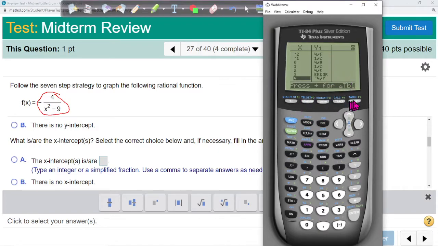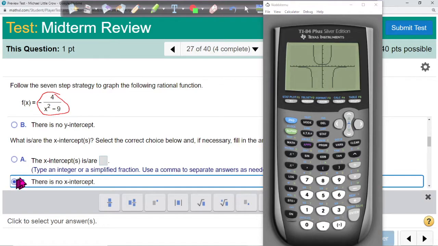Again, partly because I don't want to go there, I want to go to the graph. The degree of the denominator is x squared. It's x to the 0 on the top, so the denominator has a larger degree, which means that the horizontal asymptote is going to be y equals 0. Okay, so there are no x-intercepts.